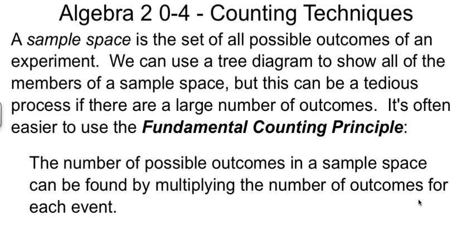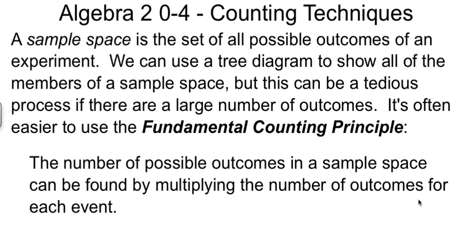We're looking for something called a sample space, which is nothing more than everything that could happen in an experiment. If it's something simple like flipping a coin, the sample space is heads or tails. Rolling a die, the sample space is 1 or 2 or 3 or 4 or 5 or 6.